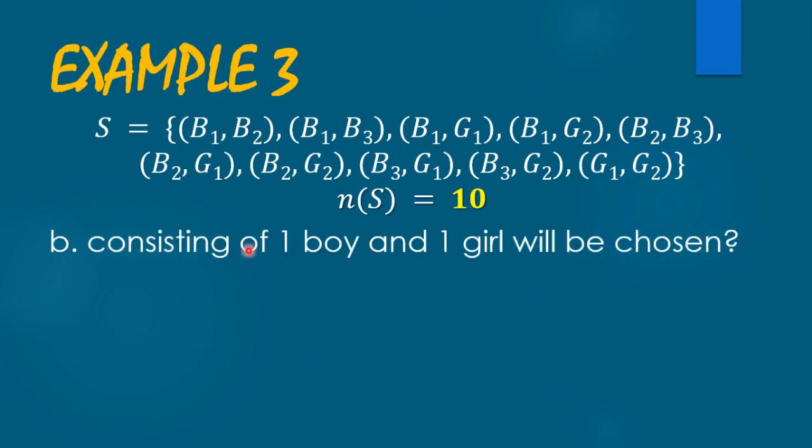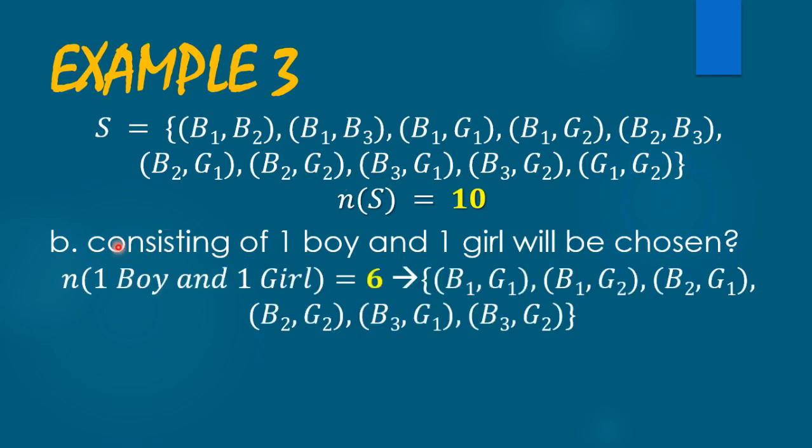And the next, if the committee will consist of 1 boy and 1 girl. So looking back again at the sample space, we have a number of elements having 1 boy and 1 girl. We have a total of 6. We have B sub 1, G sub 1; B sub 1, G sub 2; B sub 2, G sub 1; B sub 2, G sub 2; B sub 3, G sub 1; and B sub 3, G sub 2. So we have a total of 6 elements.